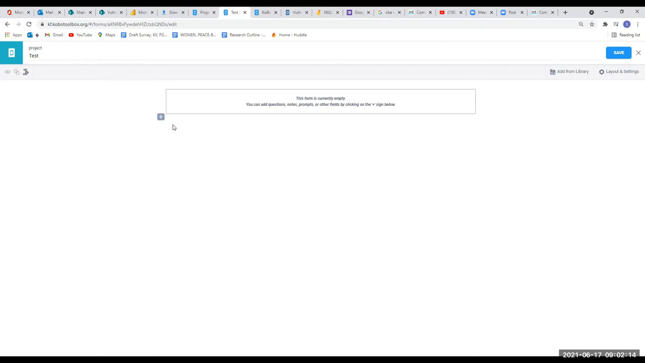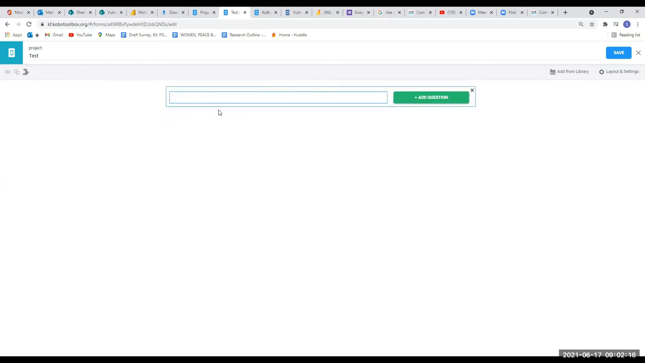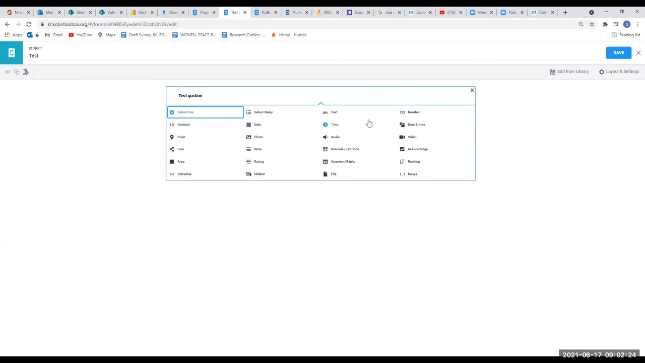You can just click or drag and drop. For example, here we create a test question. And then you can configure that question, whether you want it to be a multiple choice type of question, a text response, or you want a photo as a response for that question, or even location. For example, this one, location.